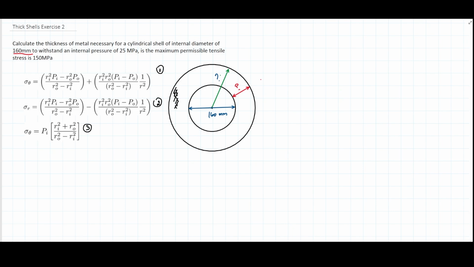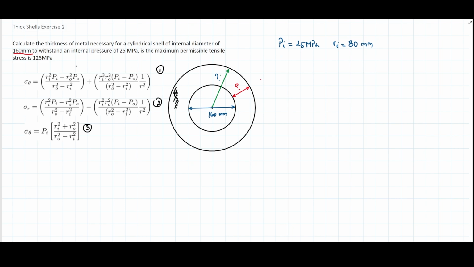Good. So let me check something first about the data of the problem. Now the data was given as 125 megapascals, not 150 megapascals. All right. Let's check the data to see what we got. So we got the internal pressure, which is equal to 25 megapascals. We have the internal radius, that is 80 millimeters in this case, because we're given the diameter of the internal part of the cylinder.